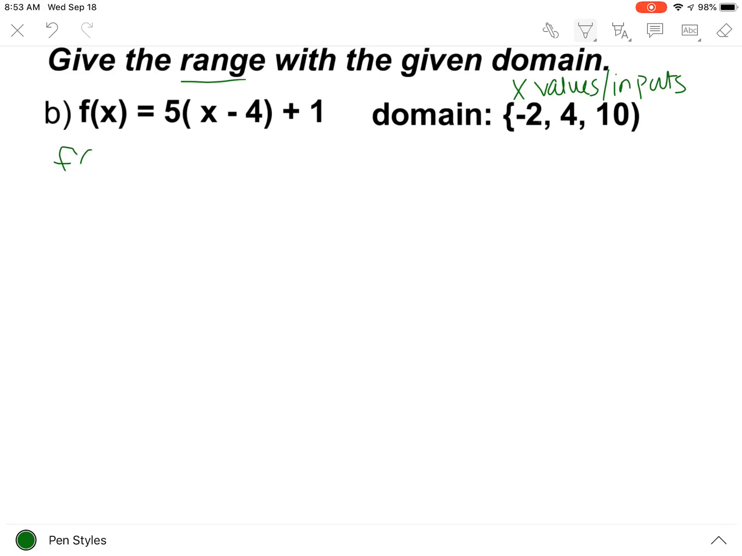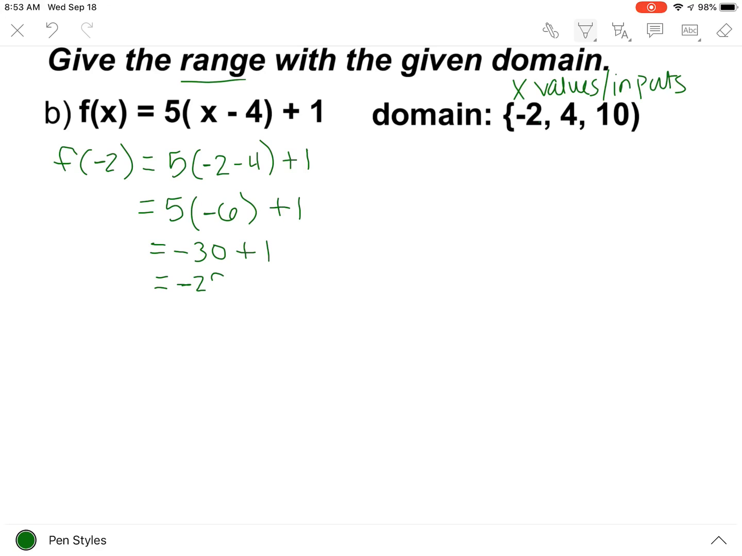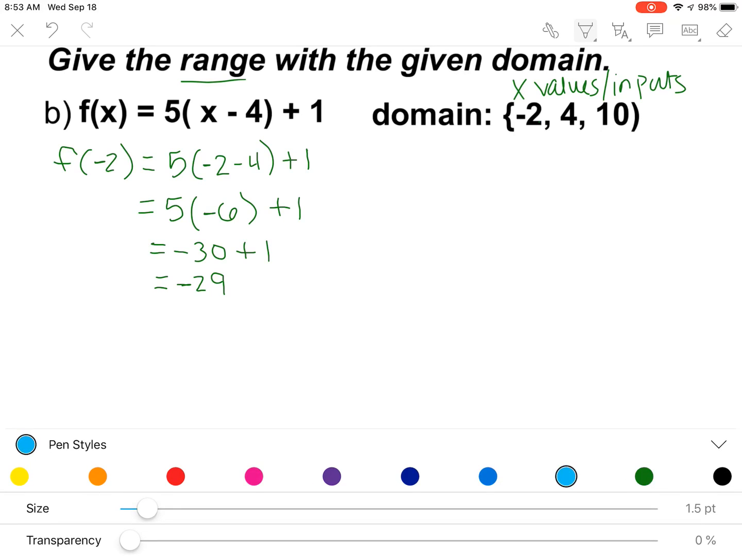So let's see what happens with x equals -2, with the input of -2. Well, we would rewrite our equation. We just have a -2 in it instead of the x. And then we solve. Well, I'm going to simplify my parentheses first according to PEMDAS. So we have -2 minus 4 is -6. 5 times -6 is -30. -30 plus 1 is -29. So f of -2 equals -29.